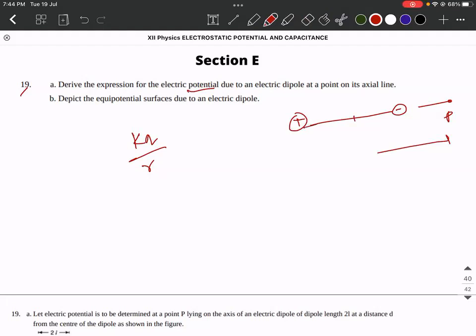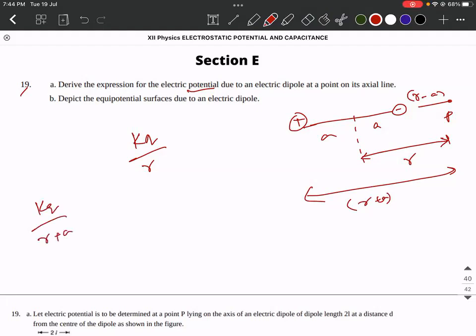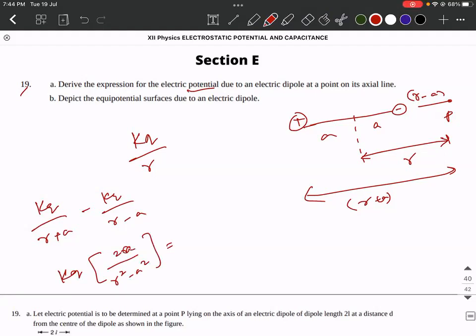If electric field is given, I know if you integrate it, you're going to get potential. But in CBSE, if you want marks, do it this way. This R, there's A, there's R minus A, there's R plus A. So KQ divided by R plus A minus KQ divided by R minus A. So KQ into 2A divided by R square minus A square. So Kp divided by R square will be the answer.